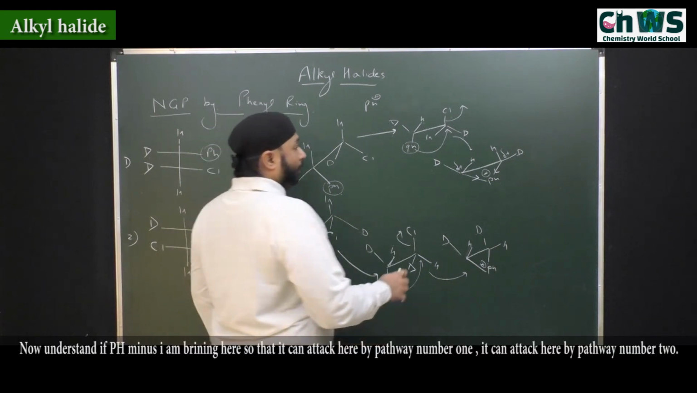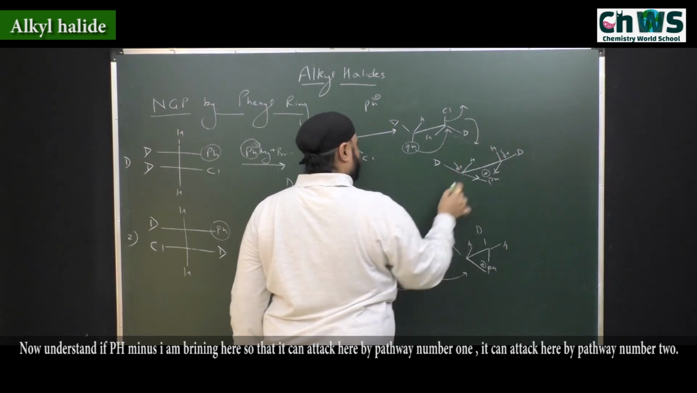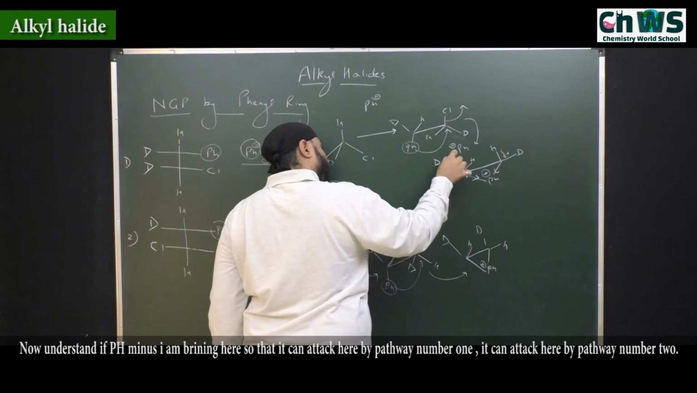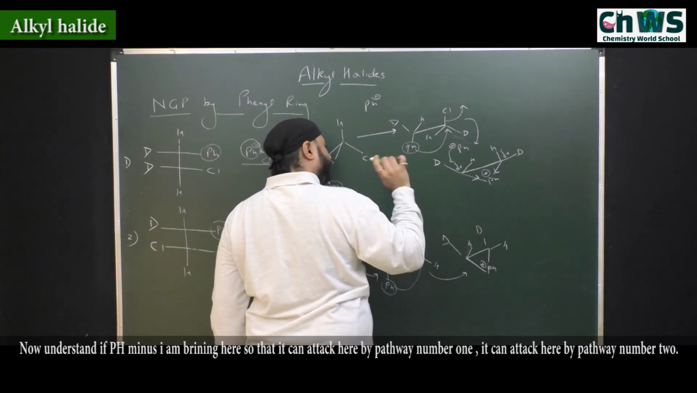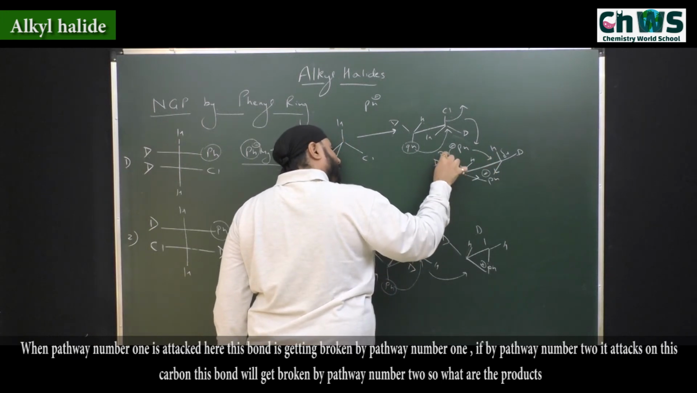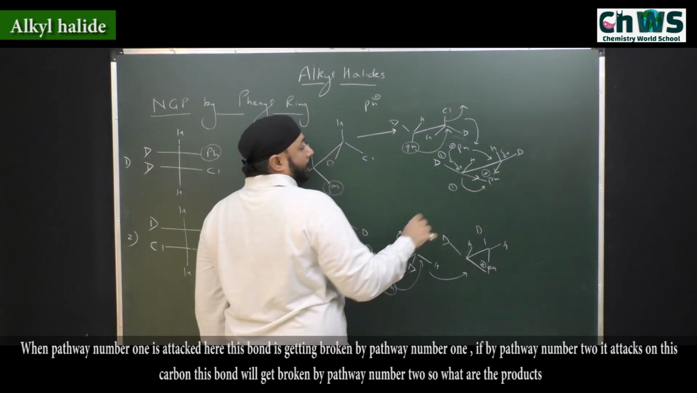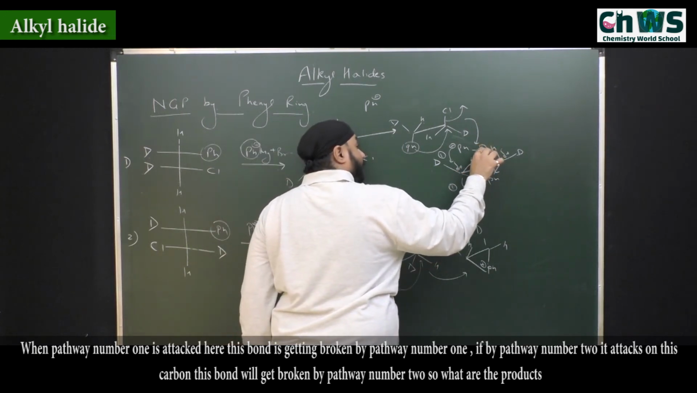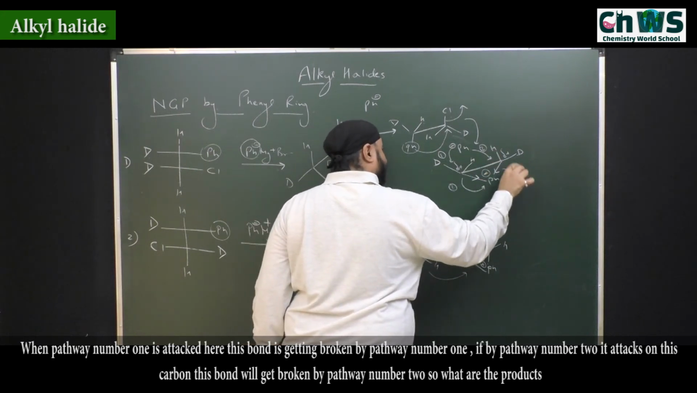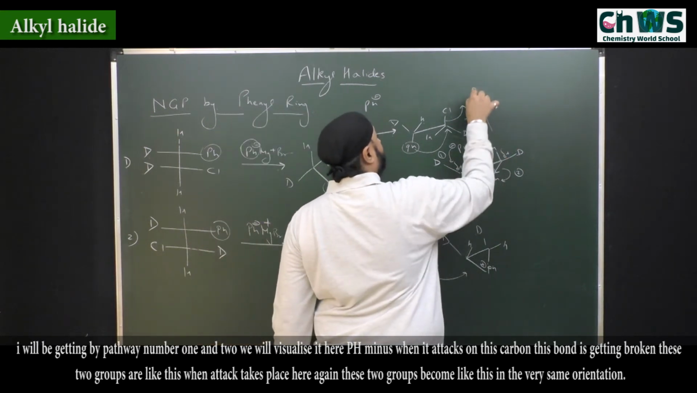Take care. Now understand, if Ph minus I am bringing here so that it can attack here by pathway number 1, it can attack here by pathway number 2. By pathway number 1, when it is attacked here, this bond is getting broken down. If by pathway number 2 it attacks on this carbon, this bond will get broken down. So what are the products which I will be getting by pathway number 1 and 2? We'll visualize it here.